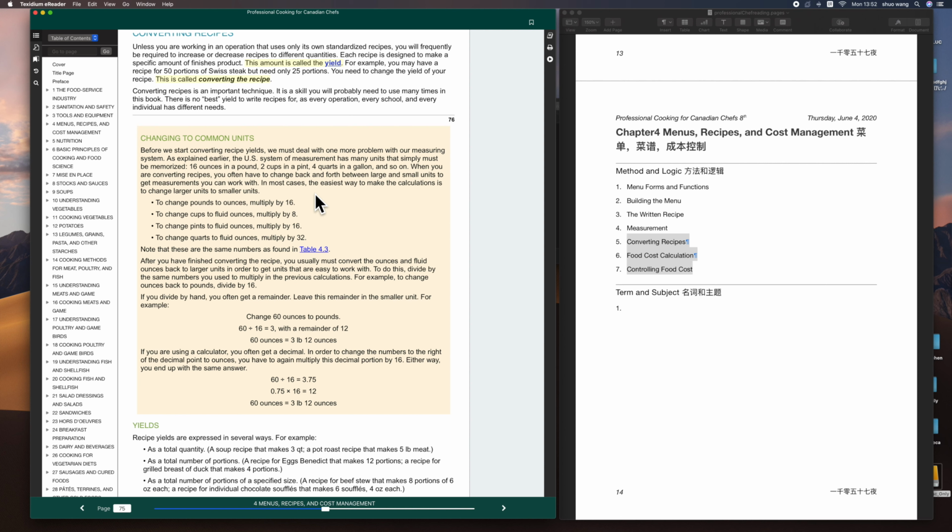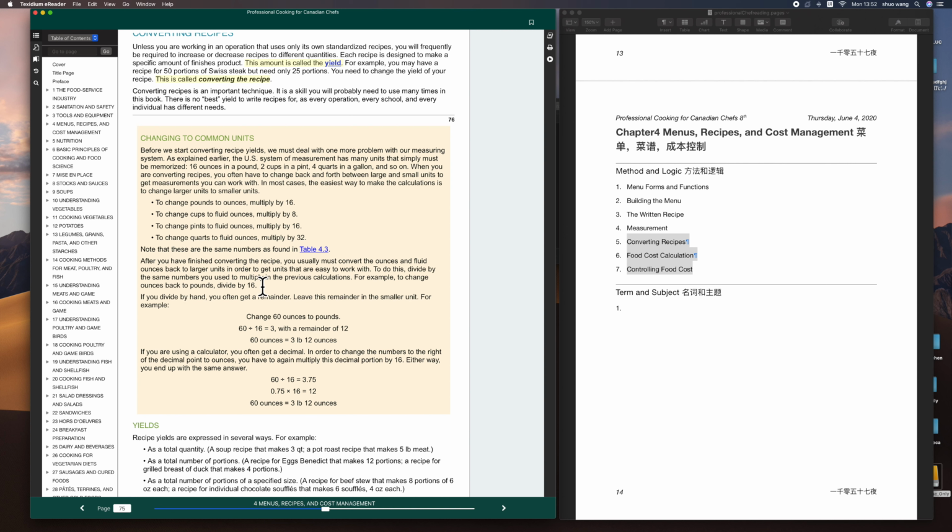In most cases, the easiest way to make the calculation is to change larger units to smaller units. To change pounds to ounces, multiply by 16. To change cups to fluid ounces, multiply by 8. To change pints to fluid ounces, multiply by 16. To change quarts to fluid ounces, multiply by 32.